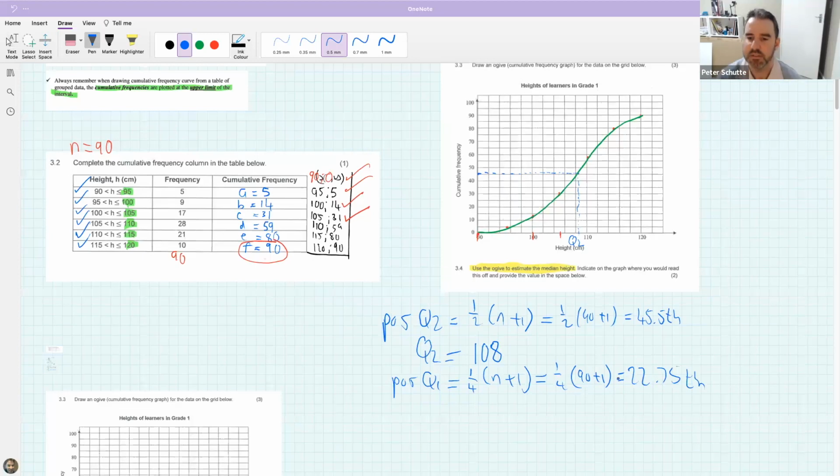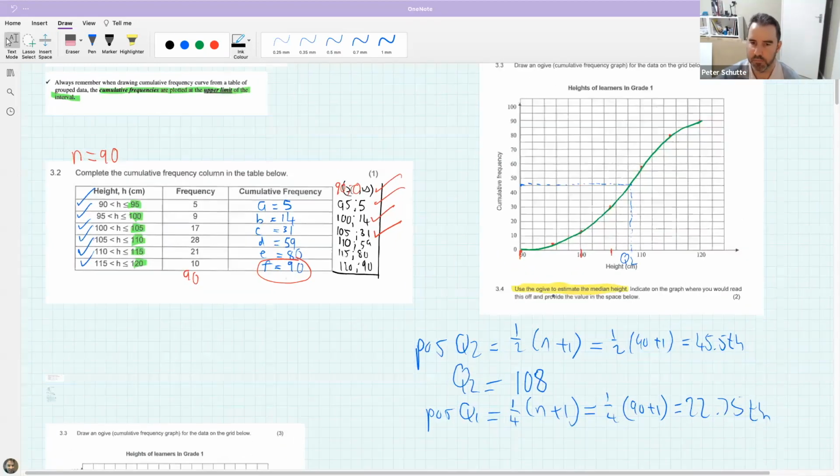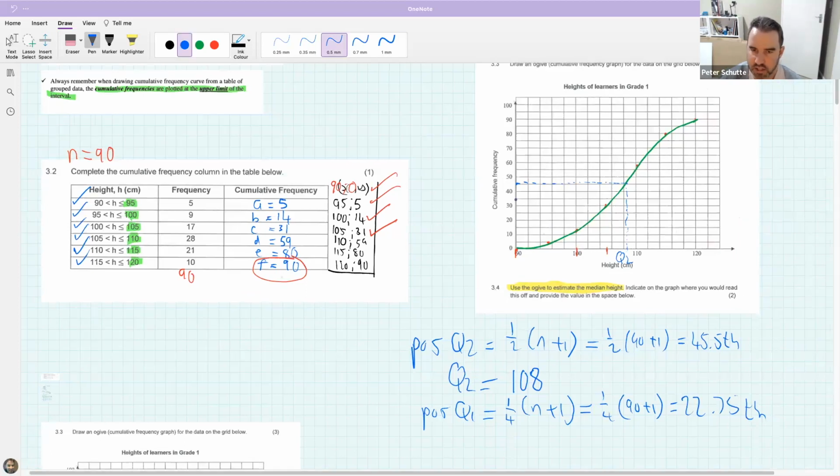22.75. Okay, now where would that be on my diagram? I have to go on the side here, and remember, it's the cumulative frequency side. If that's 25, 22.75 for me looks like it would be about there. And so Q1 would be somewhere around there.